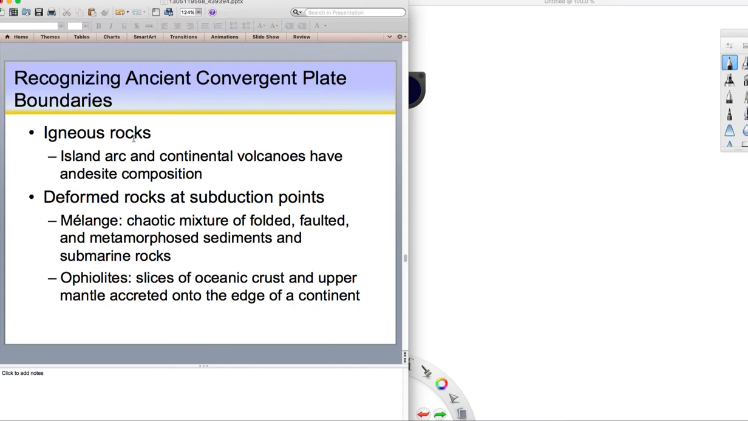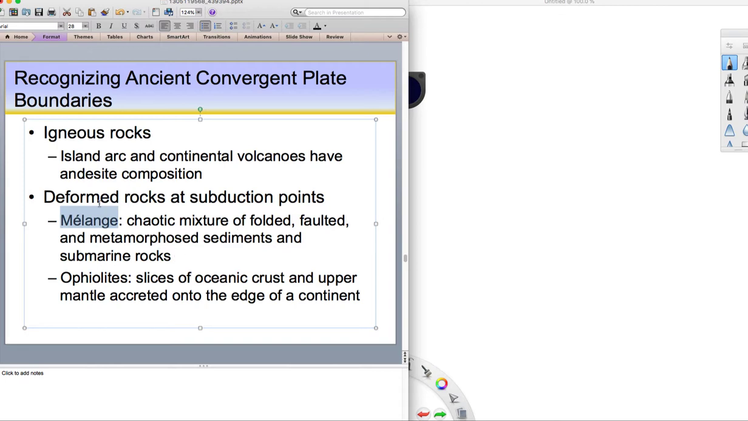How do we recognize these ancient convergent boundaries? Well, we look for igneous rocks, right? We look for those volcanic rocks. What are the andesites, those stratovolcanoes? So we look for the types of deformation where we want to see that compressional stress, those forces that lead to convergent margins. And a term we use in geology here is a French word, mélange, and mélange means mixture. Here it's a chaotic mixture of folded, faulted, metamorphosed sediments and marine rocks.